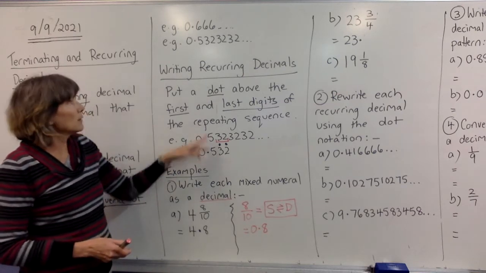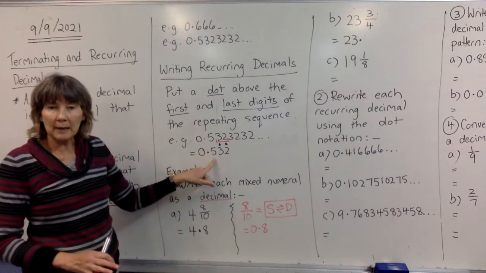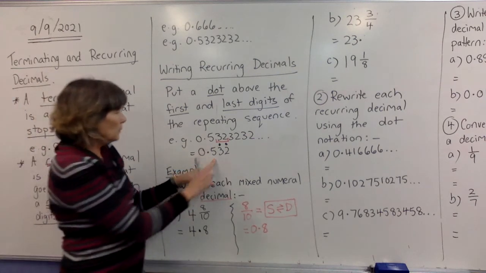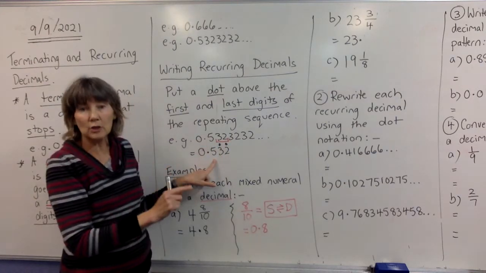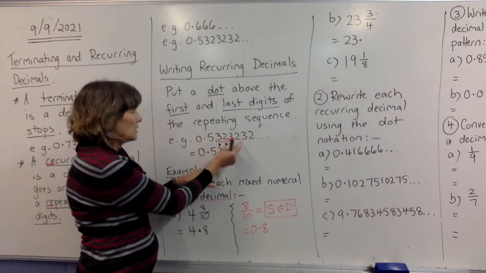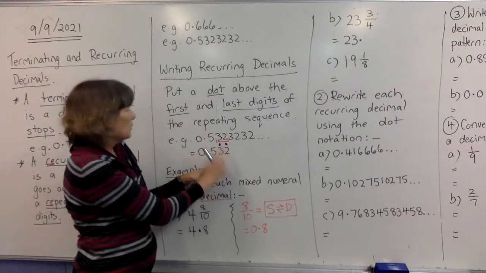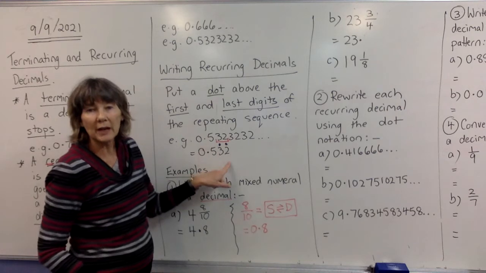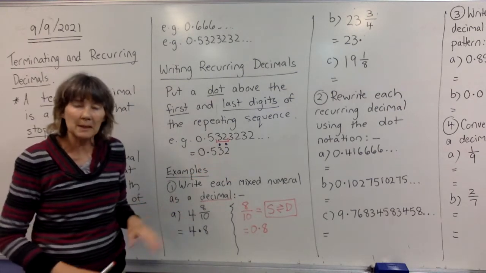So in this one that we just looked at, the 0.5 we just copy down. That's not repeating. But then we get to this bit. Now, if you underline the first 32 that you see, you can see that they continue to repeat. So the first time you see the 32, you write the dots above the first and the last digit of that repeating part. Okay, so let's look at some examples.